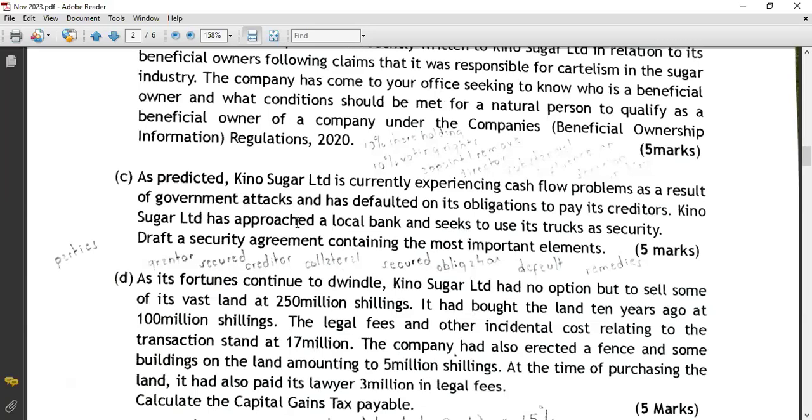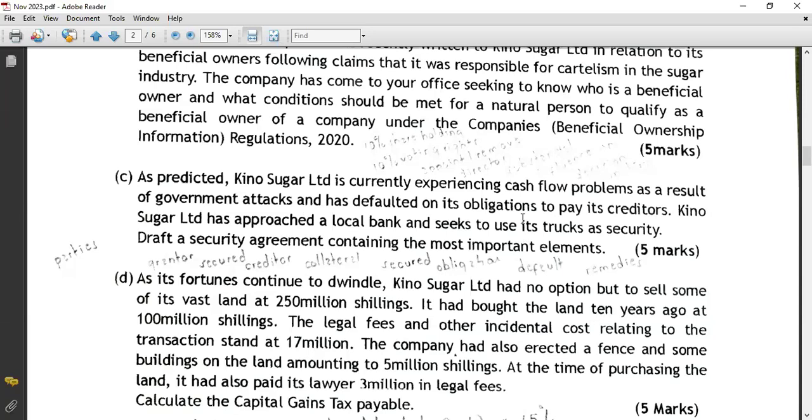Predicted: Kino Sugar Limited is currently experiencing cash flow problems as a result of government attacks and has defaulted on its obligation to pay its creditors. Kino Sugar Limited has approached a local bank and seeks to use its contracts as security. Therefore, draft a security agreement containing the most important elements.